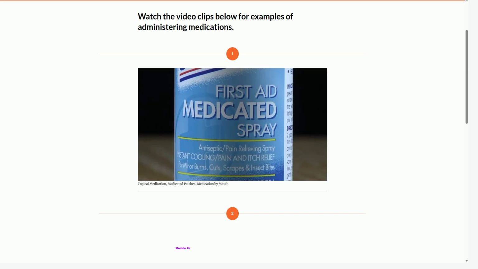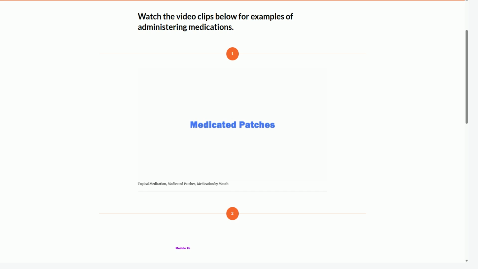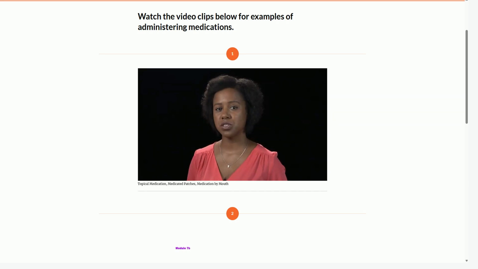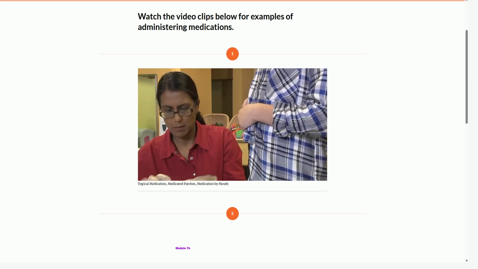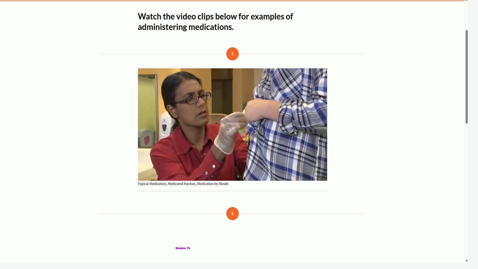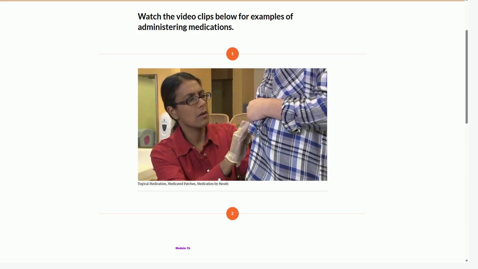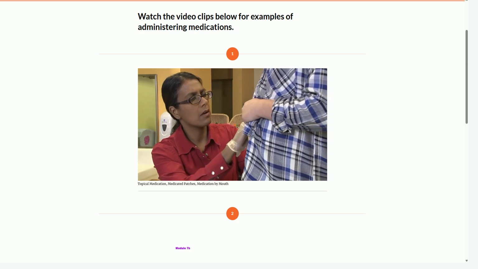Topical medication can also come as an aerosol spray. The directions for use on the bottle should tell you how far away from the child you should hold the spray. You may also need to apply medicated patches to the skin. Medicated patches are applied to the child's skin so the child's body can absorb the medication slowly. The medicated patch may be left on the child for different lengths of time, so be sure you know if you are responsible for removing it.